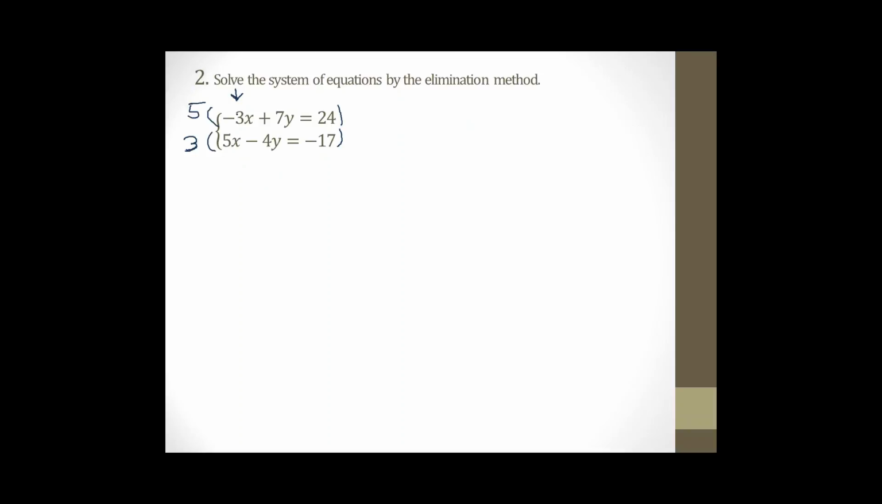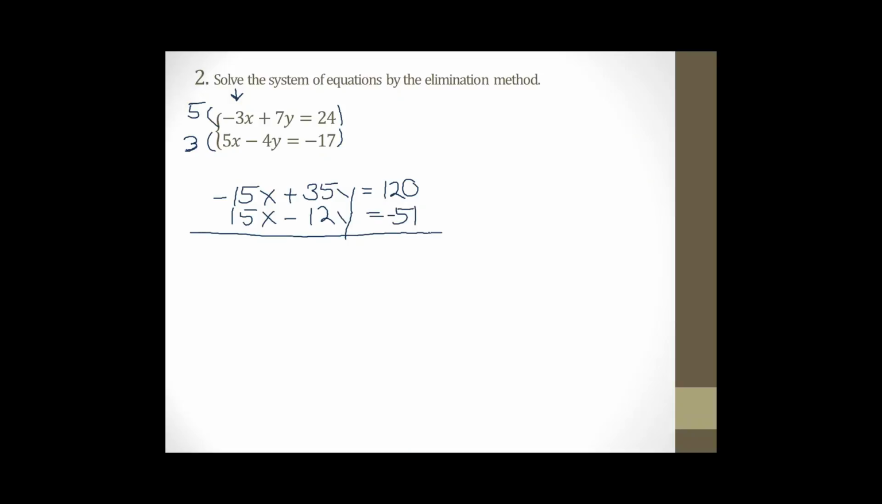So let's start now by distributing the 5 to everything inside my parentheses. I'm just rewriting the first equation. 5 times -3x is -15x, and then 5 times +7y is +35y, and 5 times 24 is 120. And now let's also multiply through the second equation by 3, and we get 3 times +5x, so that is +15x. Then 3 times -4y, which is -12y. And then we have 3 times -17, that will be -51.